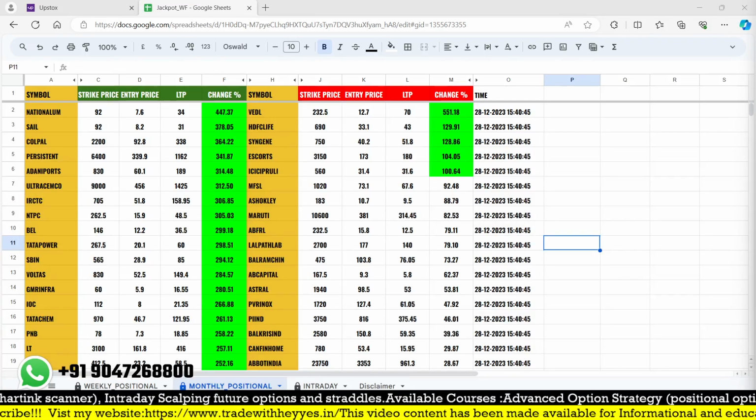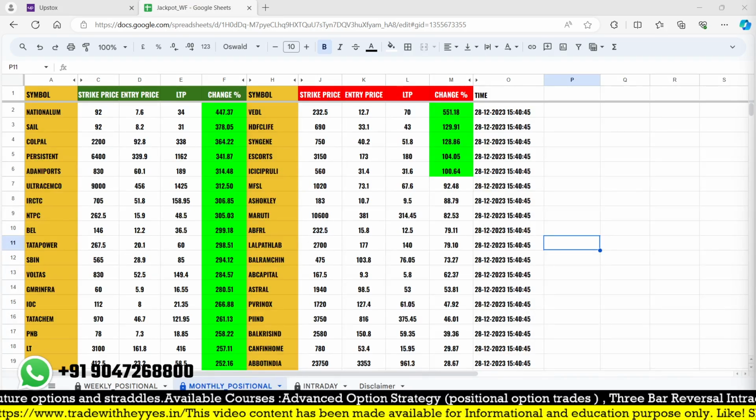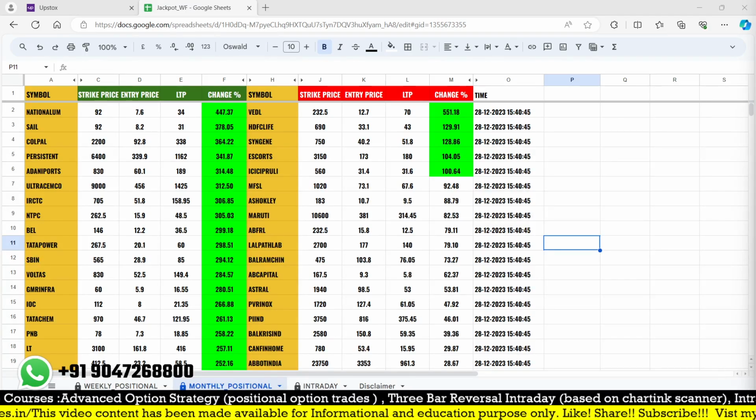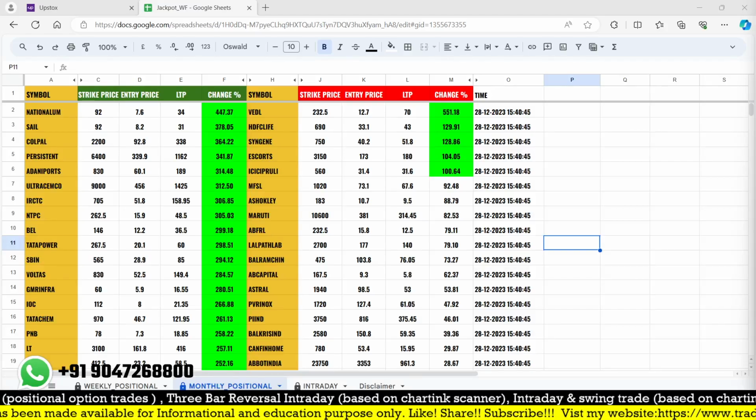Okay, so positional in stock options, mainly stock options with a maximum holding of 30 days. So it is not for a 1 or 2 days holding. It is purely a monthly positional which works on a monthly basis.